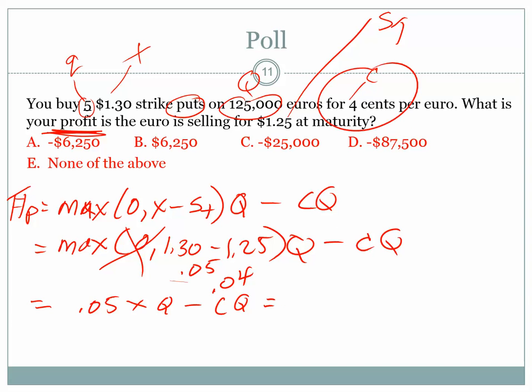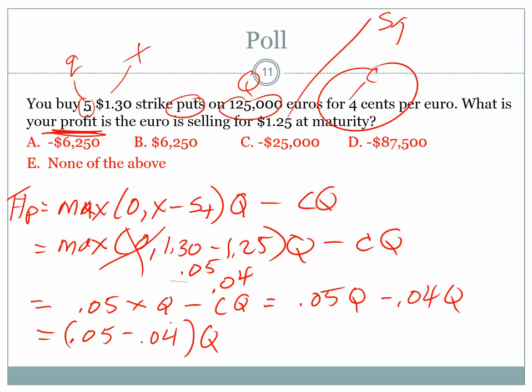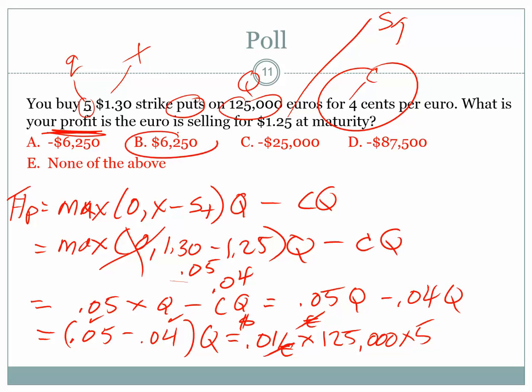Right, that's the cost. So I can rewrite that as 0.05 Q minus 0.04 Q. I can rewrite that as 5 cents minus 4 cents times Q. In other words, the option cost me 4 cents, and then I exercised it and made 5 cents. So I made on net a penny per euro times 125,000 euros times 5. Euros cancel out, and that'll give you a value of 6,250.